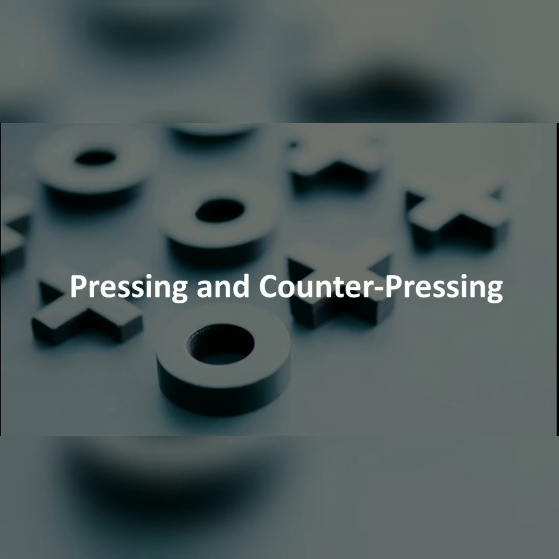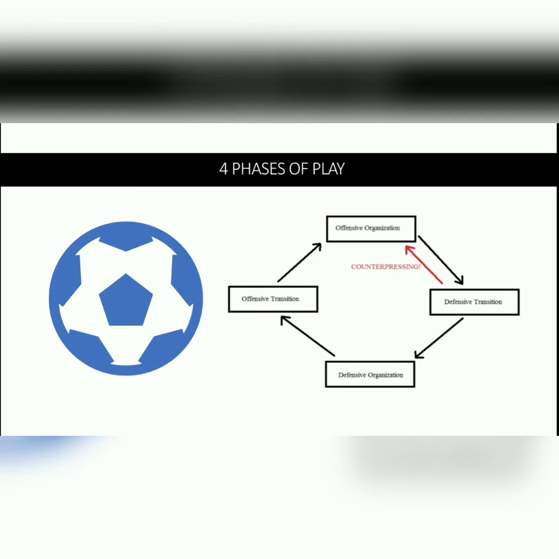Now, the second thing we need to know is the four phases of play concept. And if you're not familiar with it, it's essentially a cycle that every single football match you watch or have watched goes through. Now, as the name suggests, there are four phases that a match can generally be divided into, and these phases usually occur in the following order: offensive transition, offensive organization, defensive transition, and defensive organization. Okay? Now, from the start of the game, this is the order in which the cycle will occur.